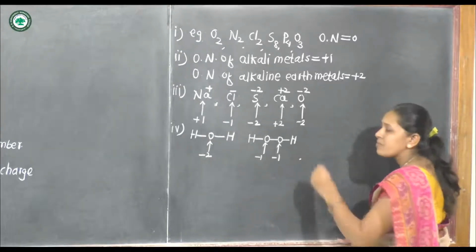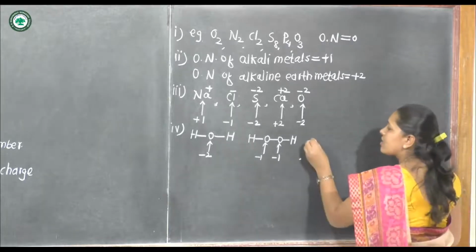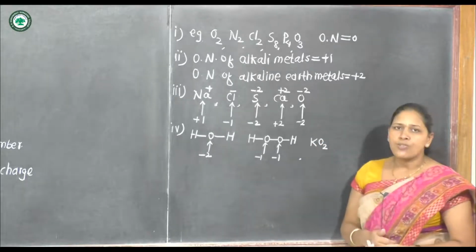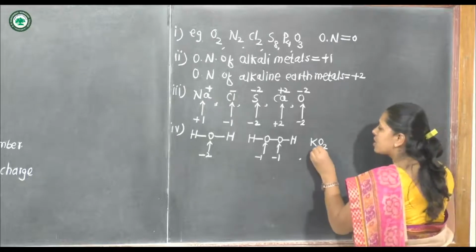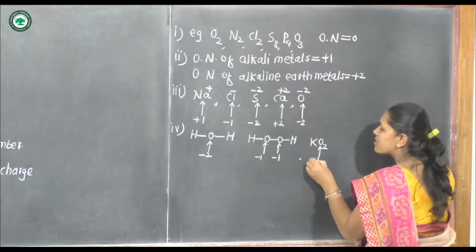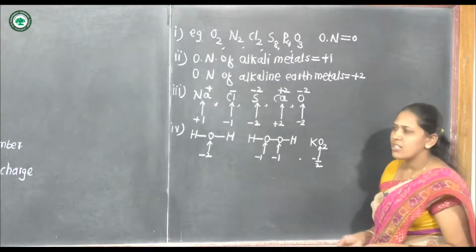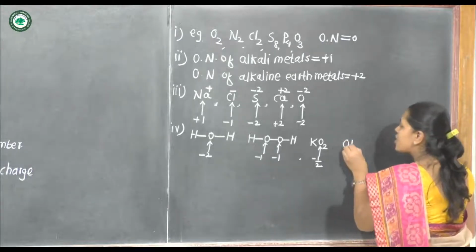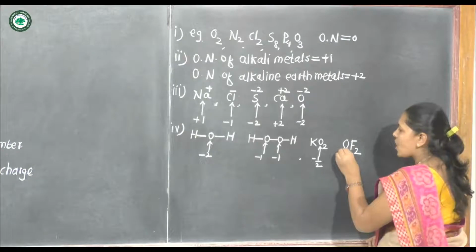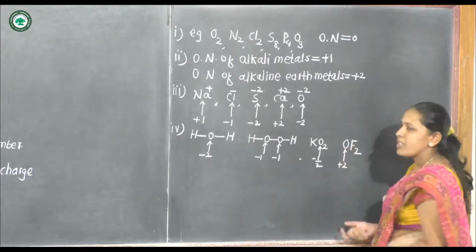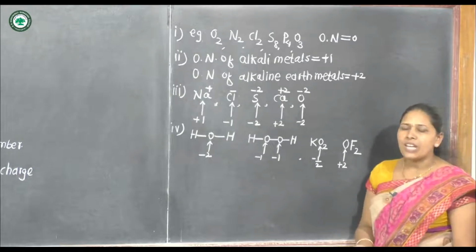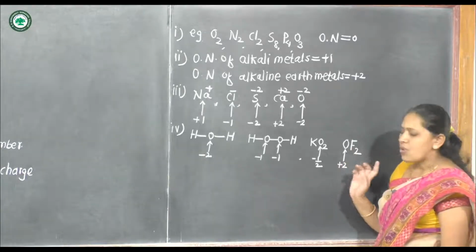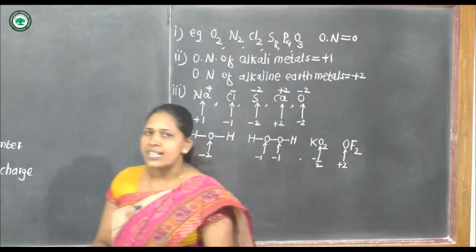And another exception for the oxidation number of oxygen is superoxide. This is potassium superoxide, in which oxygen shows -1/2 oxidation state. Another exception for the oxidation number of oxygen is in oxygen difluoride. In OF2, the oxidation number of oxygen is +2 because fluorine is more electronegative than oxygen. Therefore, fluorine does not show a positive oxidation state, but oxygen shows a positive oxidation state when attached to fluorine.